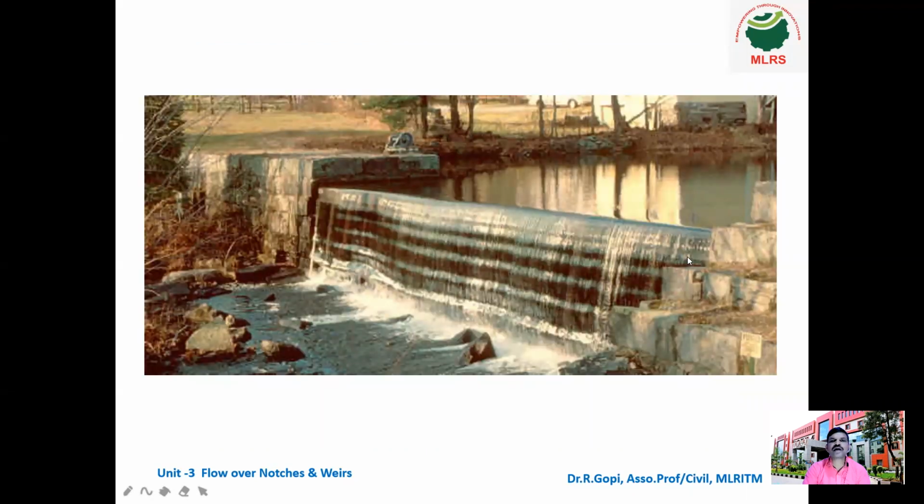And this is another picture showing the broad crested weir. You can see here this is the upstream side and this is the downstream side. Water is flowing from the upstream side to the downstream side through this broad crested weir.